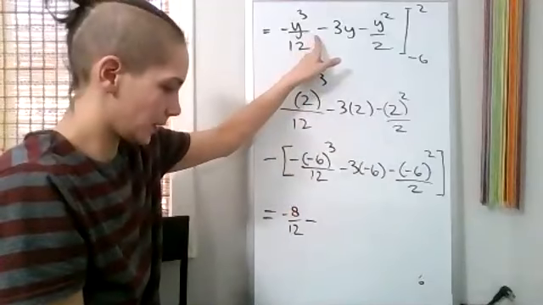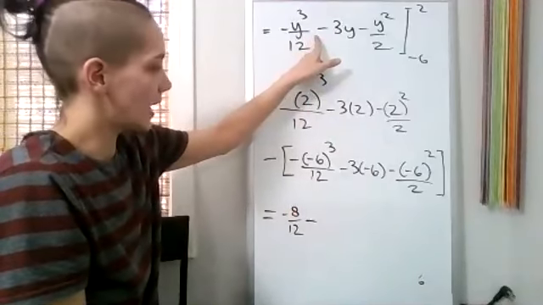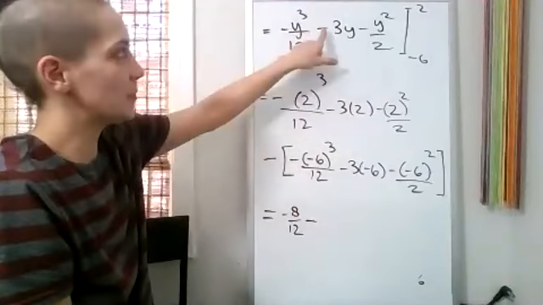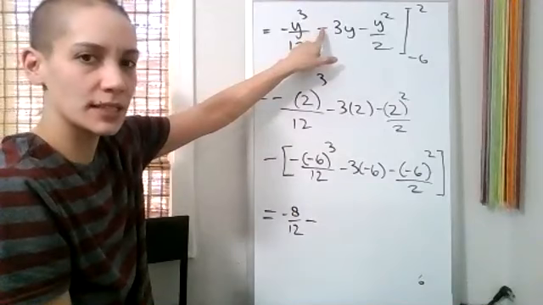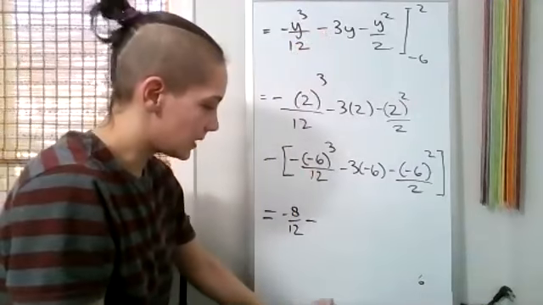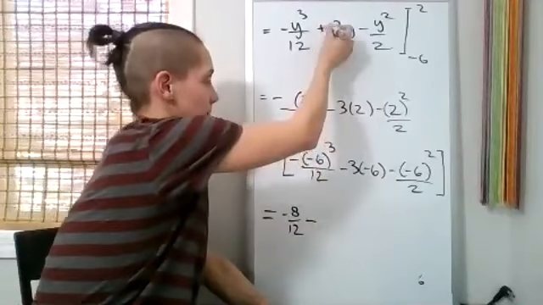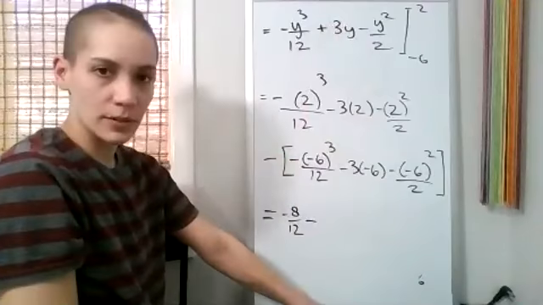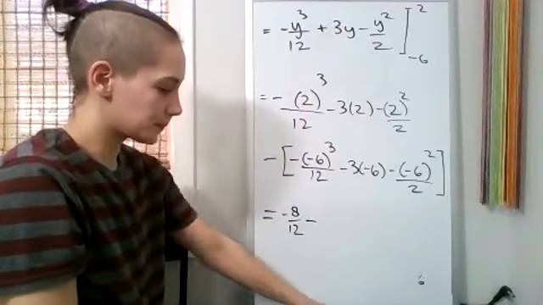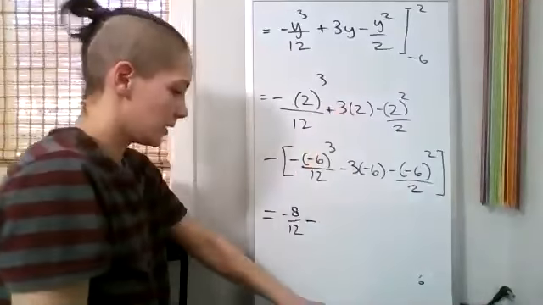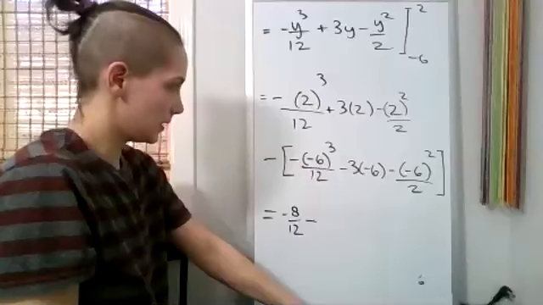Uh-oh. I think that this got, hopefully, shoot, I hope this mistake hasn't been happening for a while, but this was supposed to be a positive sign. This is a plus. I have that it's negative y cubed over 12 plus 3y minus y squared over 2, and then evaluate. Okay, this sign changes.